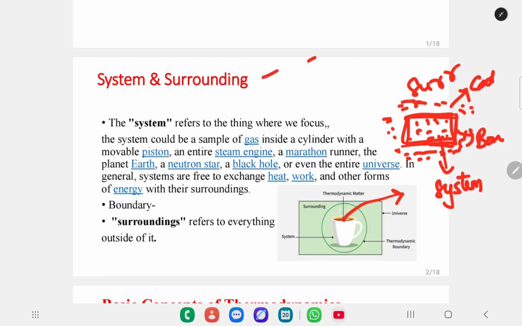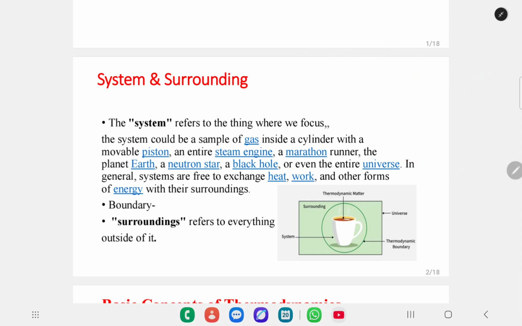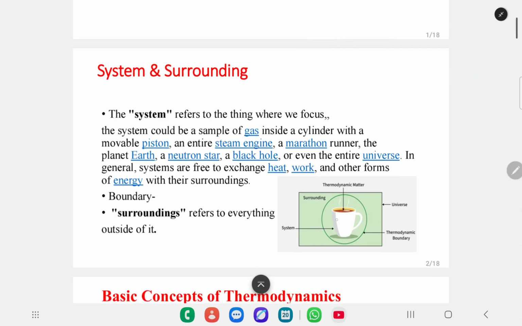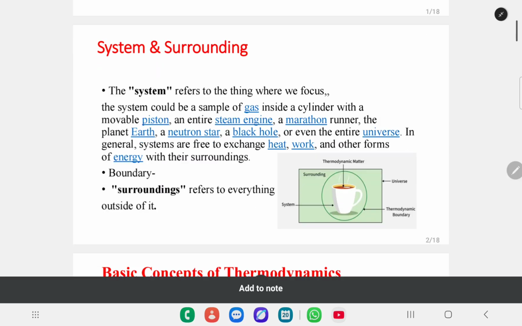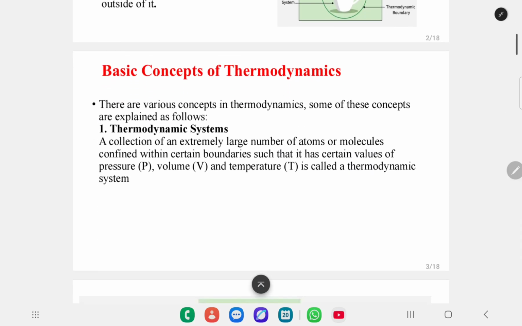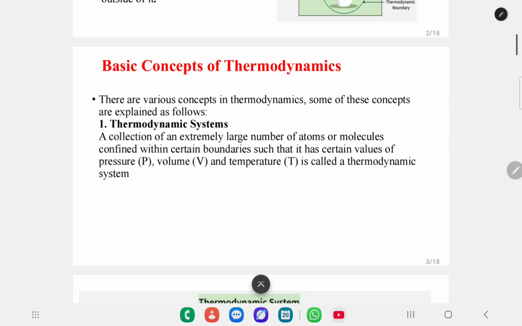We cannot say the far region is a surrounding because it is not affected by the system. I hope you understood. The surrounding means only the region where the system's effects are felt. Now, this is a boundary, and the surrounding refers to everything outside of the system. Next, basic concepts of thermodynamics. So, we'll see what are the basic concepts.